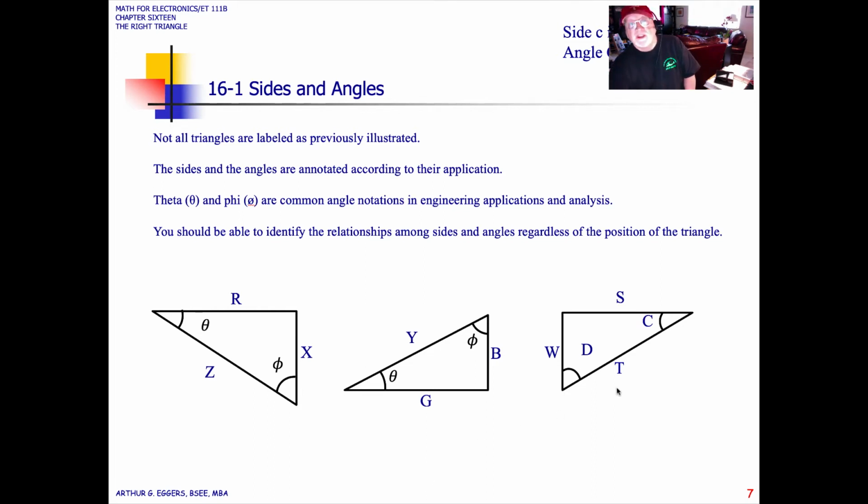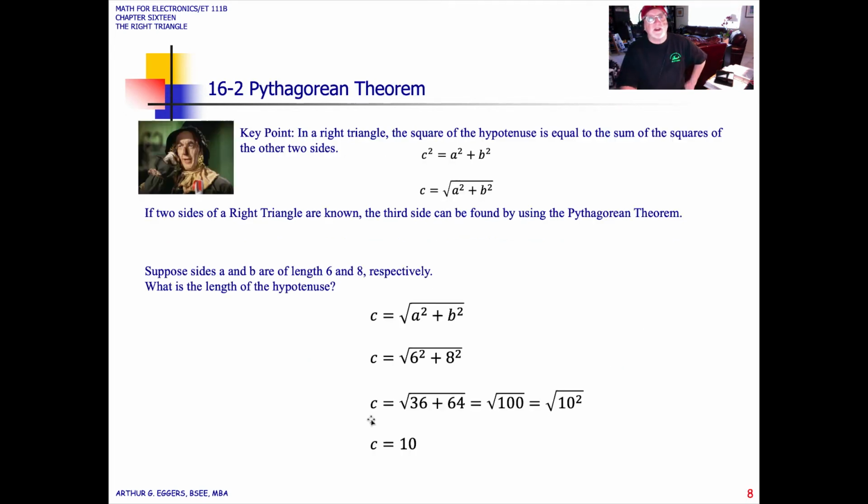So here we have just some examples where we place some angles. Here you can see theta and phi. This is your typical setup for an application using conductance and susceptance and admittance.